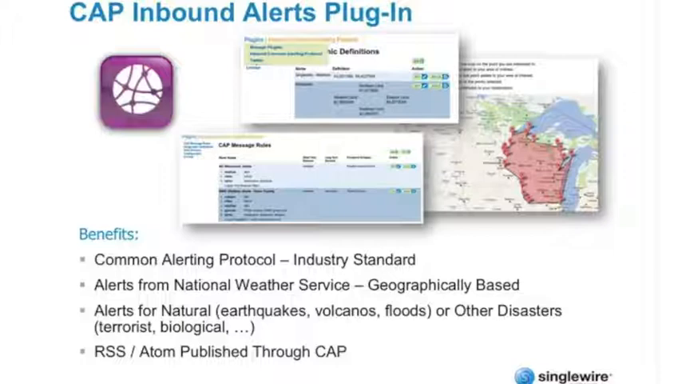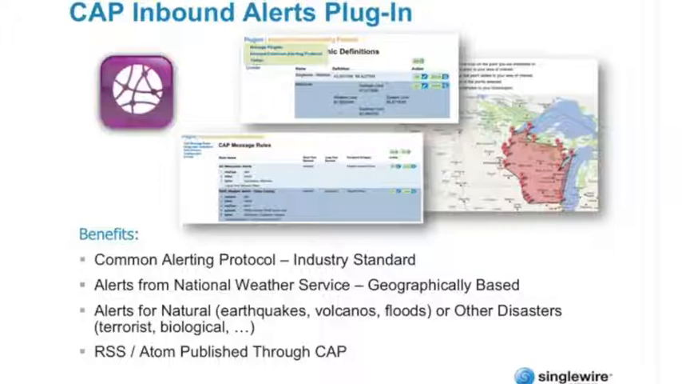So as you can see, we've got the state of Wisconsin outlined on a map, so we've outlined that within the plugin and said this is the geographic region that we're interested in monitoring, and then we can select and say I want to see all the severe weather alerts for this region, and I want you to send them to this specific recipient group.